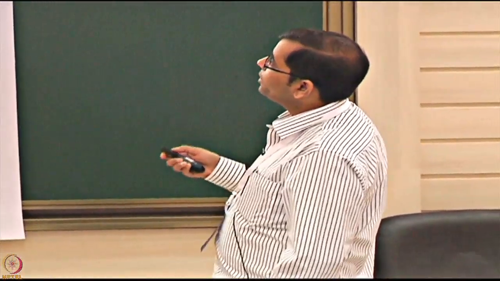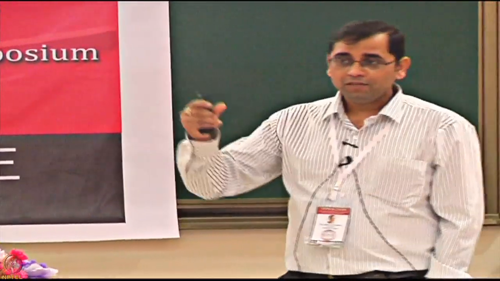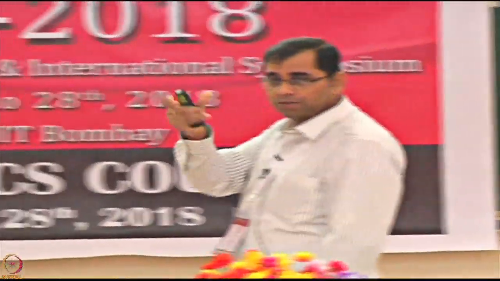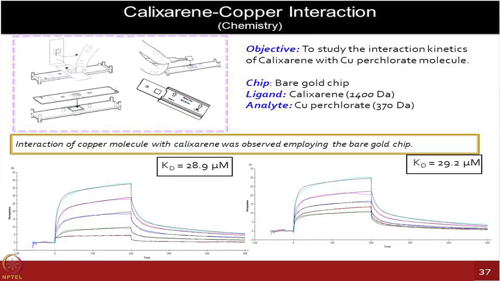For example, one of the chemistry faculty labs was looking at a calixarene molecule and copper binding. To do that, there was no chip available for us to do immobilization. So we gave them the bare gold chip, a small part of the chip, and they did the immobilization themselves. These are the steps shown to you. Sometimes you may not have ready-made chips available for the kind of functionalization you want to follow. That's where you can use the bare chip, where you can try out your own immobilization chemistry, which can then be used to do the SPR experiment on the bare gold chip. So we have some bare gold chips as well.